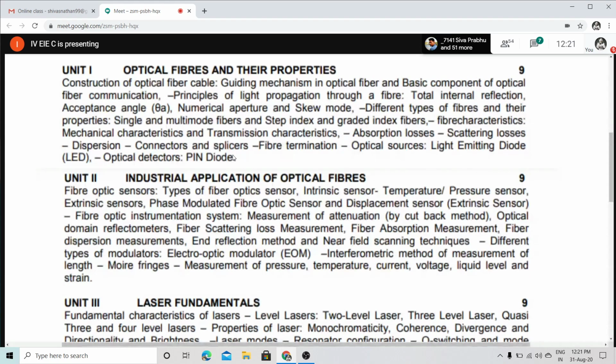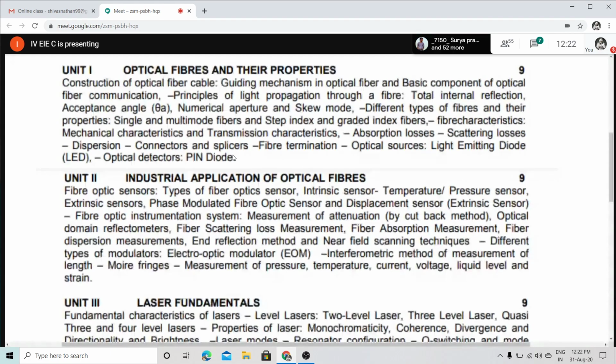Apart from that, other certain variables that we are going to measure by using the principle of extrinsic ability of the fiber optic cable. Clear? Then we will go into the topic of fiber optic instrumentation system. Okay? So as we speak instrumentation, we are going for measurement. So please do understand that instruments are designed for measurement. Clear? So under fiber optic instrumentation system, we'll go for the measurement of attenuation first.